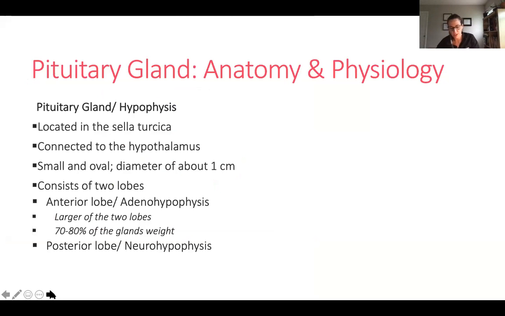So then the first one we're going to talk about is the pituitary gland. It's located in the sella turcica in your brain. So basically it's up there. It's not your thyroid or anything else. That is the one that is the boss that I talked about. It's connected to the hypothalamus. It's pretty small, and it has two lobes, the anterior and the posterior. The larger of the two lobes holds 70 to 80% of the gland. That's just for your curiosity.